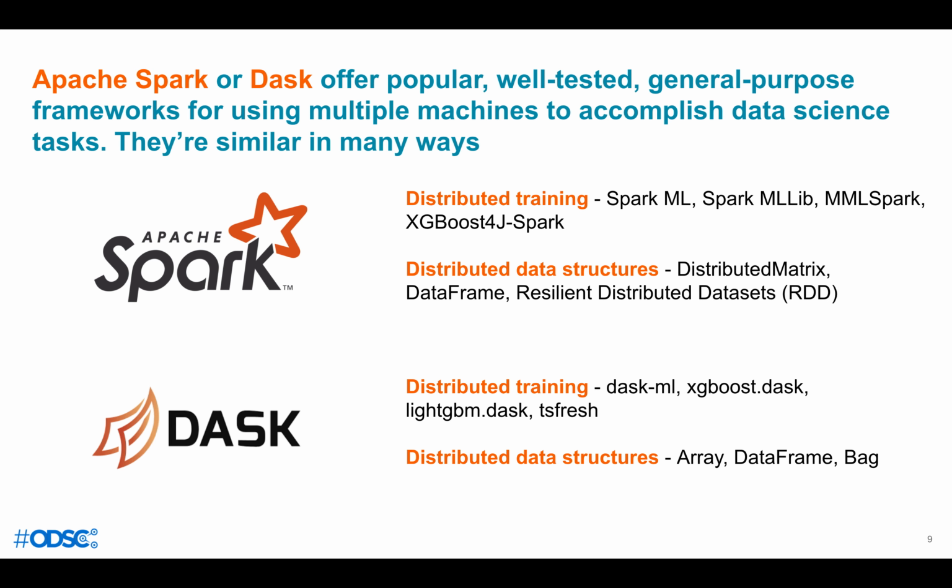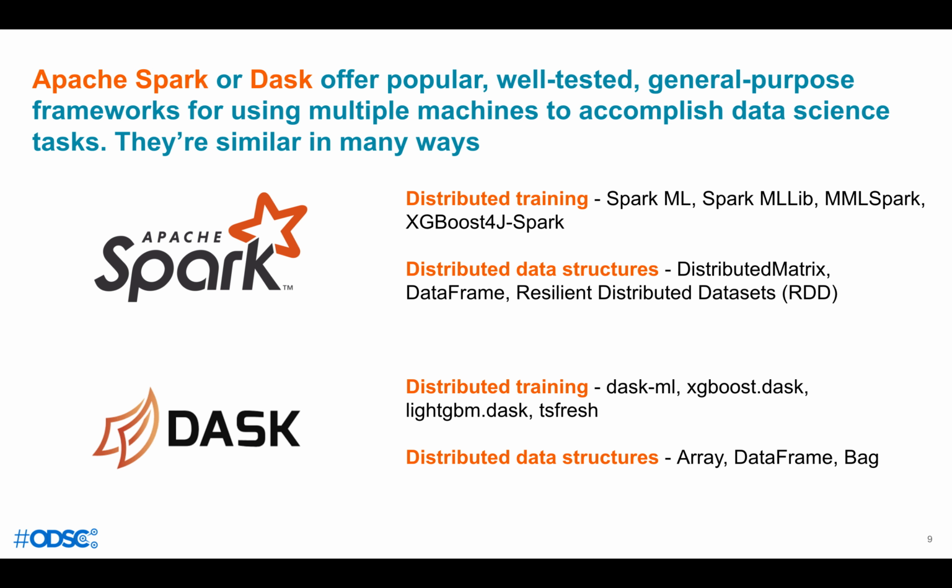Both frameworks also offer distributed data structure support. In Spark, the most famous data structure is the RDD. That stands for Resilient Distributed Datasets. But there are others in Spark that look and feel a little bit more like the data structures that data scientists like to work in, like the distributed matrix or the data frame. In Dask, you have the exact same thing. There are these data structures in Dask called Dask collections.